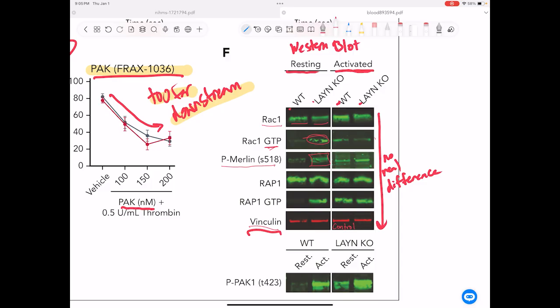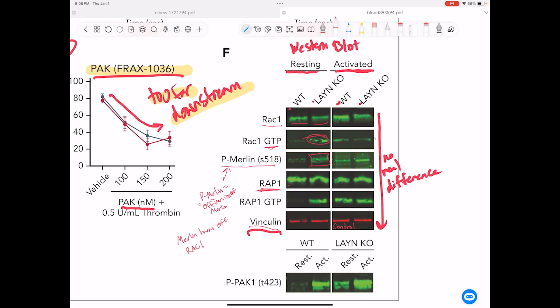And what's important here is that there is more of this P-Merlin. And remember, P-Merlin equals off version of Merlin. And remember, Merlin turns off RAC1. So you have turned off the off switch here. That's important.